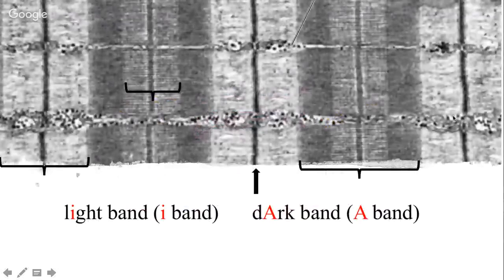Then let's look at a picture of what this looks like. Something to help you remember these: the I band is the light band. So that's from here to here. That's an I band. And then the A band is the dark band because it's a thick filament. So it's from here to there. And then this arrow is pointing to the Z disc all the way up. And then this marks the H zone right here.